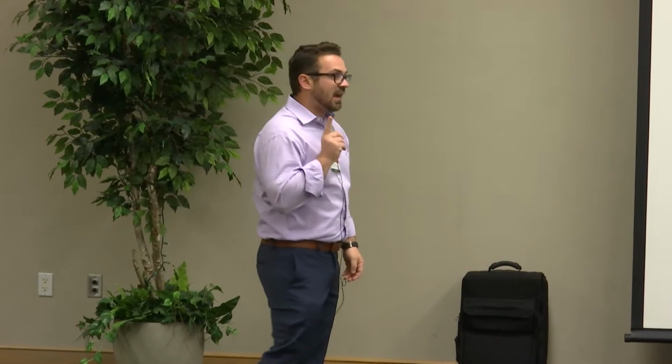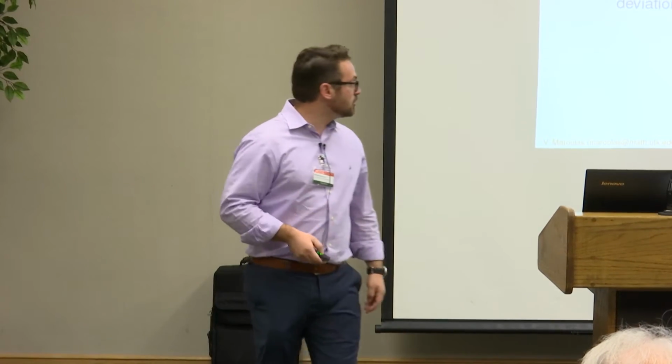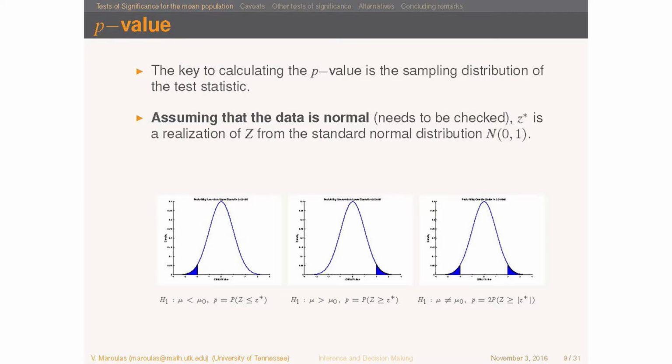If you compute this t star, which is again a realization of the test statistic tailored to this data, I substitute my number minus the hypothesized value, minus zero, over the standard deviation of the estimate, which is 2 over square root of 10. This is the standard deviation of the sample mean. You divide by square root of 10, where 10 is the sample size, the 10 locations that you collected data from. And then you arrive at this beautiful number, negative 2.4508. I don't know why it's beautiful, but it's beautiful. All numbers are beautiful. Yes.